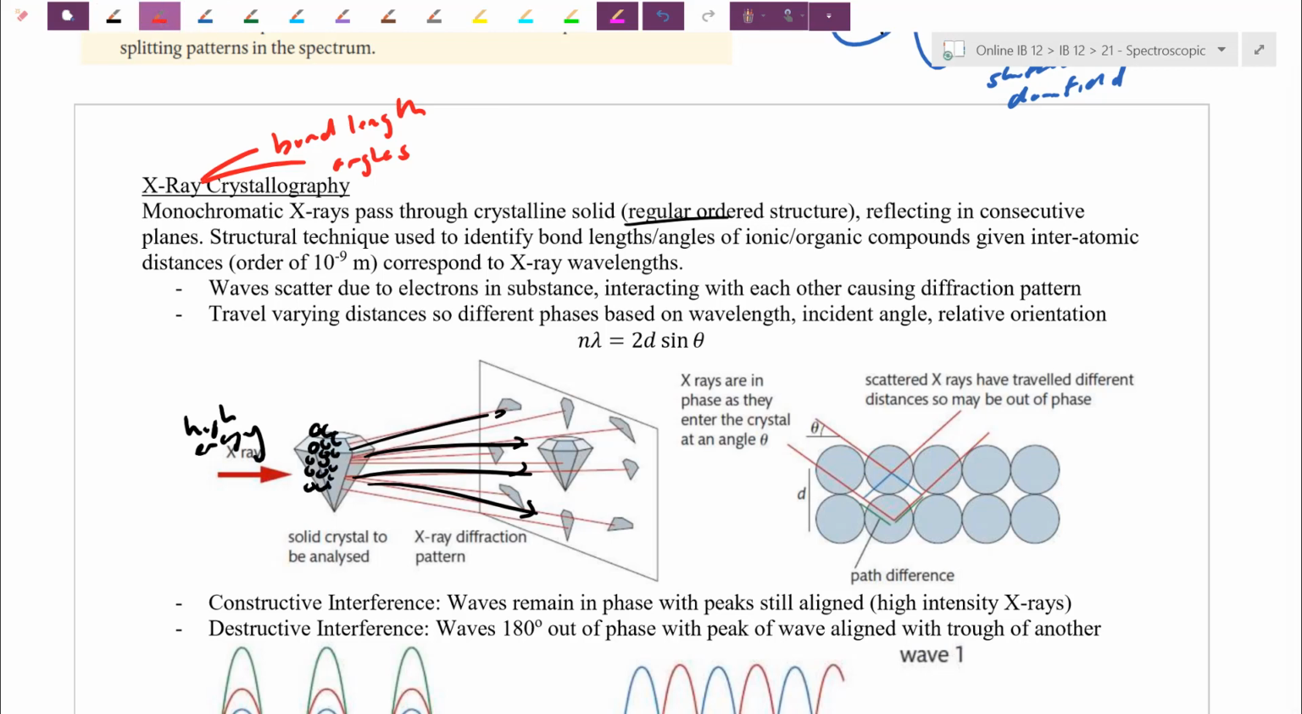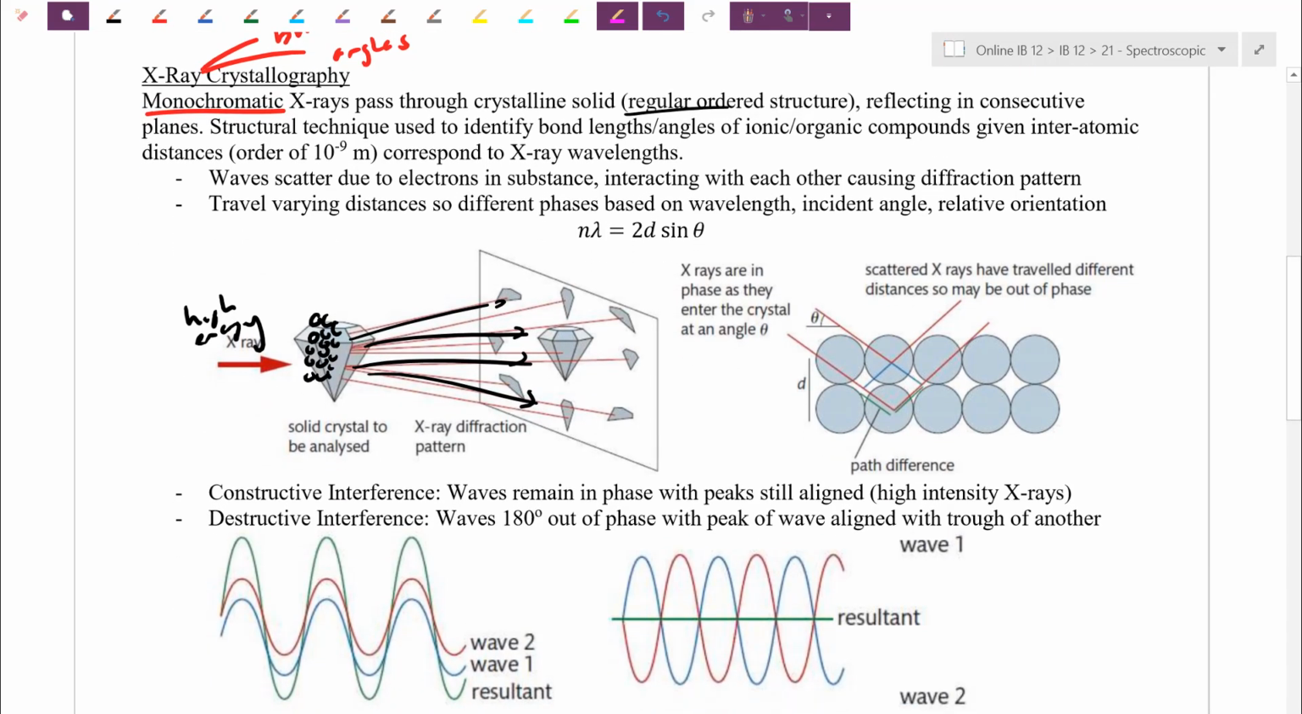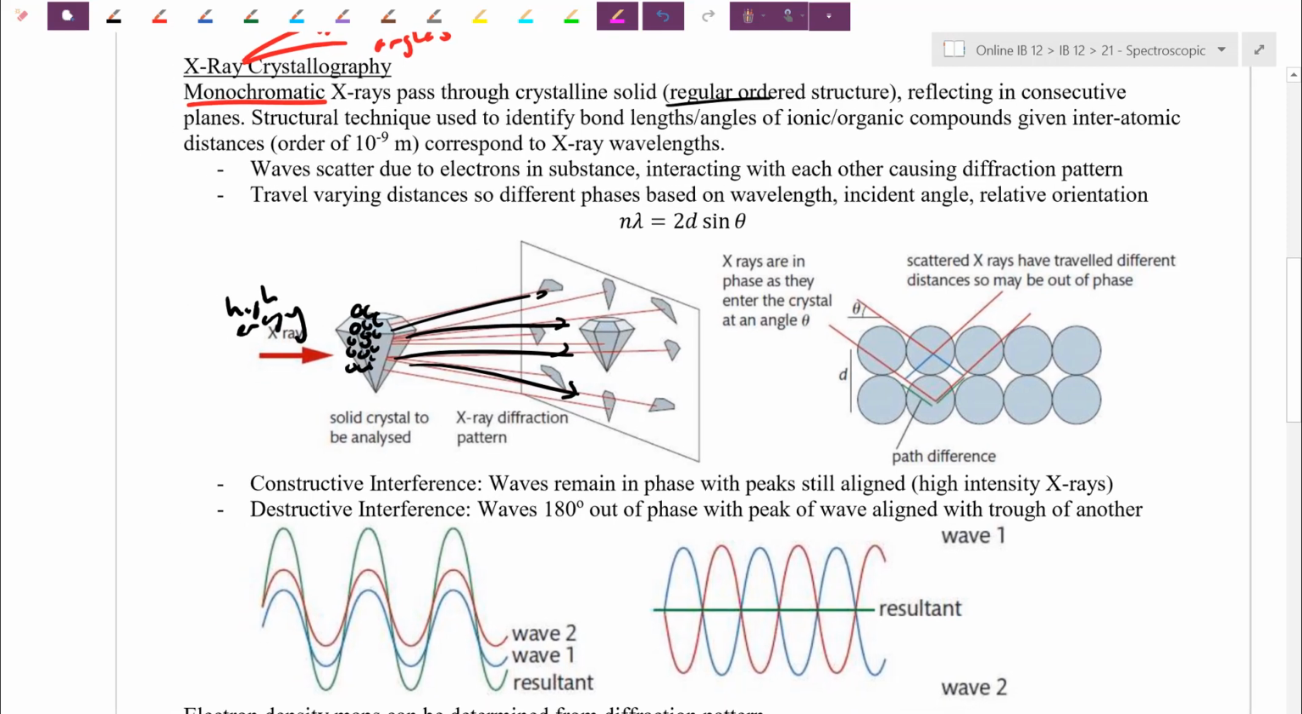First thing is, we send the X-rays in as monochromatic. We don't send in many different energies of X-rays. We just send in one uniform set of X-rays. We also send them in phase, which is a physics term. We send it so that when one of these X-rays is hitting a crest, the other X-ray is also hitting a crest. So everything is in phase, everything is constructively interfering. These X-rays are going to interact with the electrons in the substance, and they're going to cause a different diffraction pattern, a different sort of shadow.